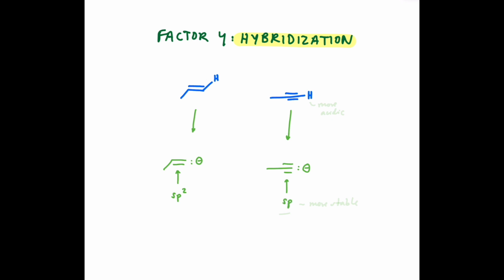Now in this case, we need to think about the size of the hybrid orbitals. An sp orbital is going to be smaller in size, so it's holding that electron density closer to the nucleus, which is positive. So this is more stable, making this proton more acidic. Then we can think about it as sp3 orbitals being the least stable, because those are the largest. So sp is the most stable and will provide a more acidic proton. So there we have it.